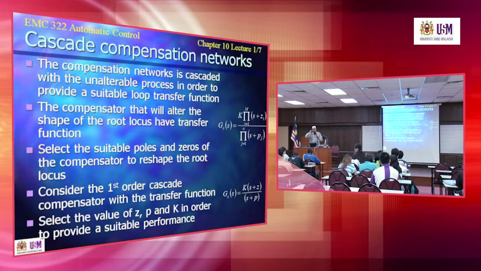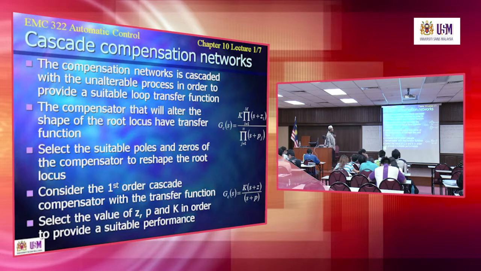Okay, let's consider the first order cascade compensator with a transfer function like this. Let's say our cascade compensator has a transfer function like this. We call it first order because we have only one zero and one pole, okay. So the location of the zero is indicated by Z and the location of the pole is indicated by P, okay, and K is basically the gain value.